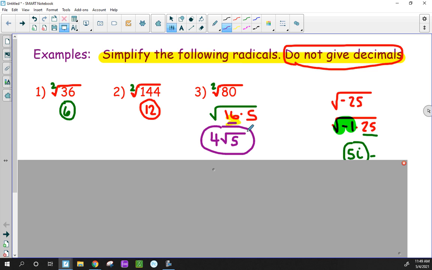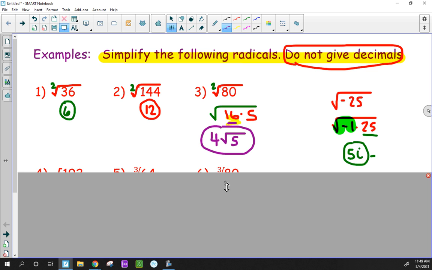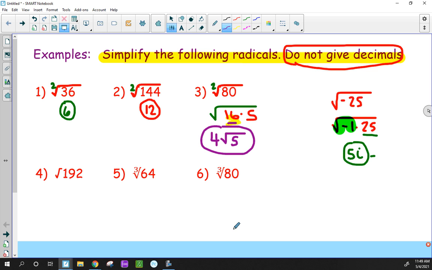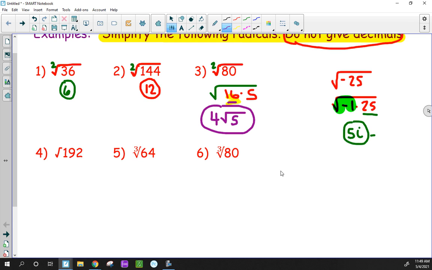Again, in this entire unit, when I ask you to simplify radicals, this is our major learning target. We want to do it this way. We do not just type it in the calculator and give a decimal answer. Keep repeating that because I want to make sure you understand. You won't get any credit for just giving me a decimal. Alright, let's practice this idea again.